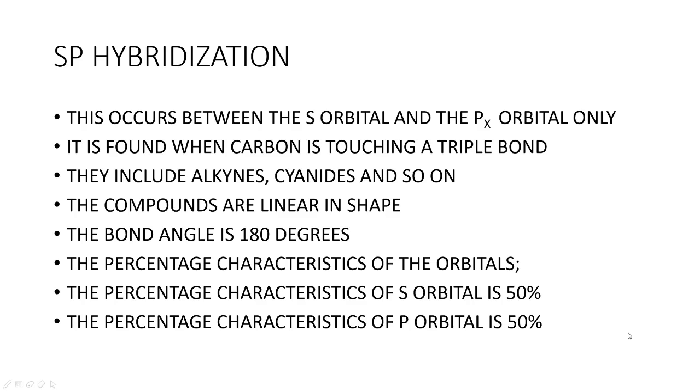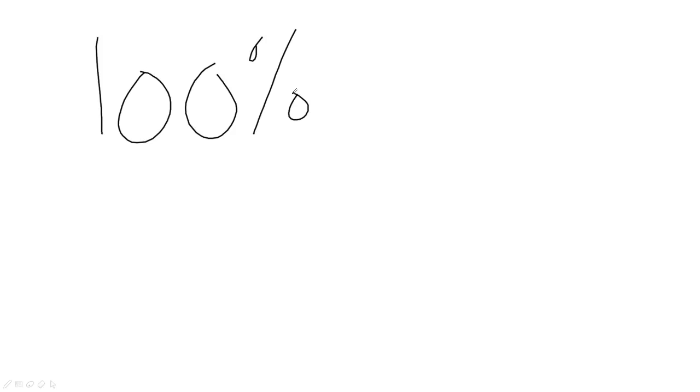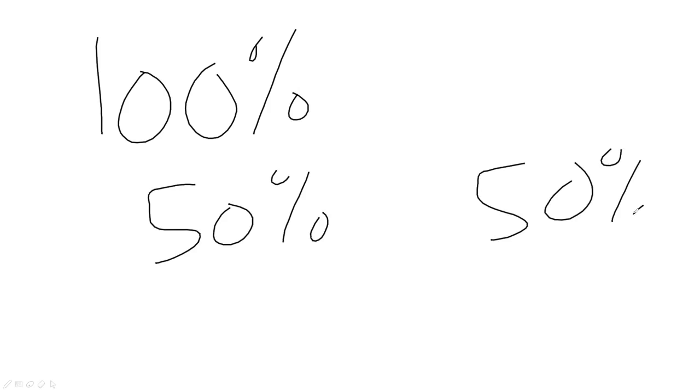The percentage character of the orbital. The percentage character of the s orbital in this is 50 and the percentage character of the p orbital is also 50. Now let me describe the percentage character. 100% is the total percentage character. Let me put it this way: there are two orbitals. Share 100 between two, and we'll have 50% to one and 50% to the other. Since there are only two orbitals, s will take this, px will take this.